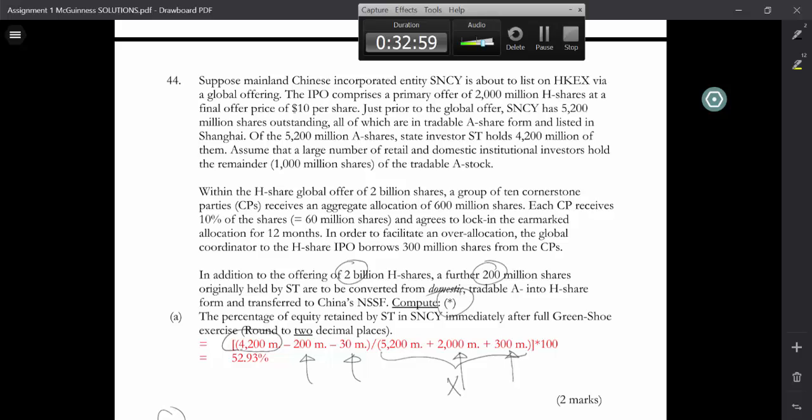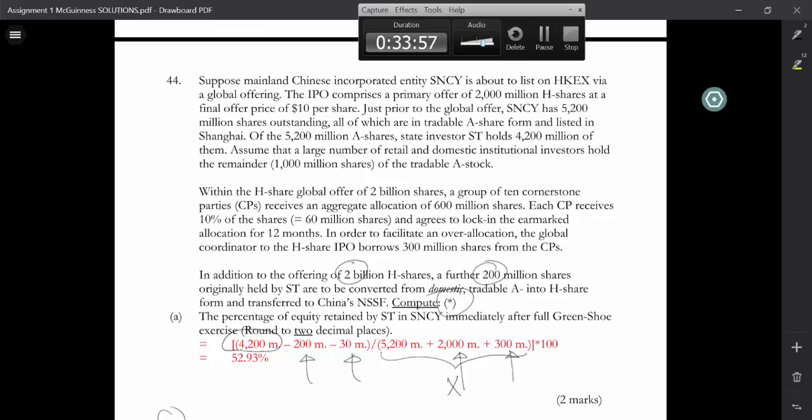Suppose mainland Chinese entity SNCY is about to list on Hong Kong Exchange via a global offering. The IPO comprises a primary offer of 2 billion H shares at a final offer price of $10 a share, so that's $20 billion of new cash. Just prior to the offer, SNCY has 5.2 billion shares. All are in tradable A form listed in Shanghai. Of the 5.2 billion tradable A, ST owns 4.2 billion, and then the domestic investors hold the remaining 1 billion, all tradable, okay?